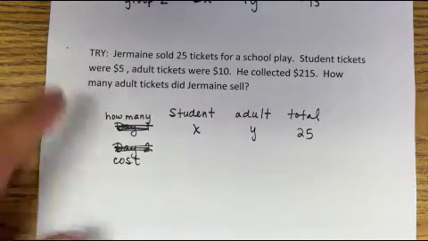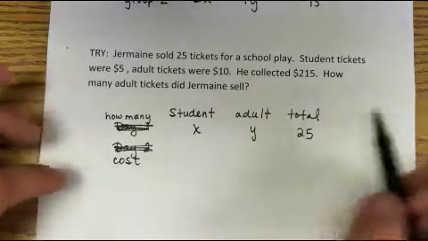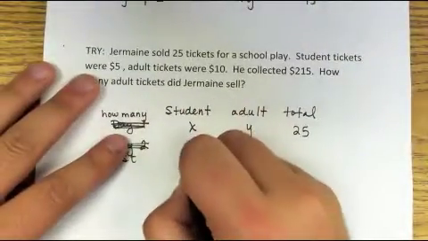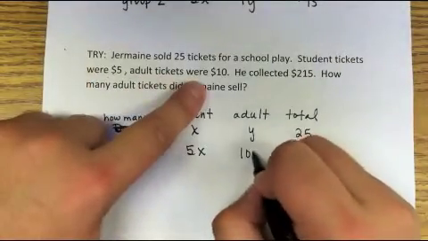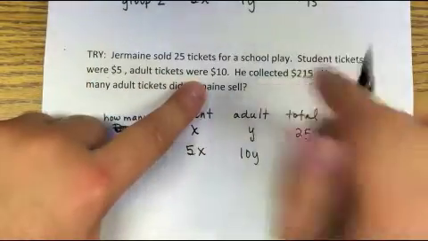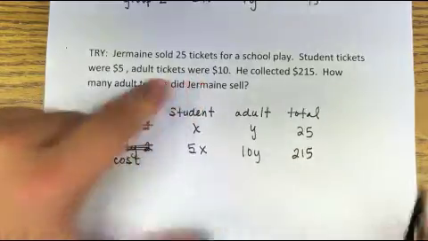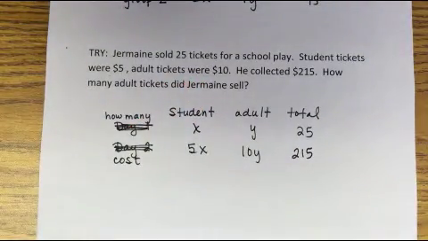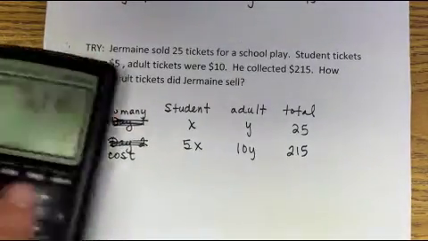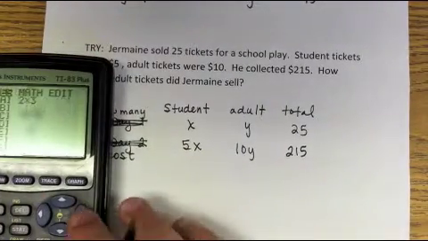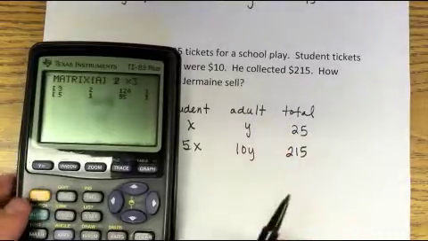Okay? Now as far as cost goes, how much were student tickets? Well, they cost $5, so that's 5X. Adult tickets were $10, so that's 10Y. And then total, he collected $215. Okay? So here's your matrix. So go ahead and type that in. And let's see what we get.